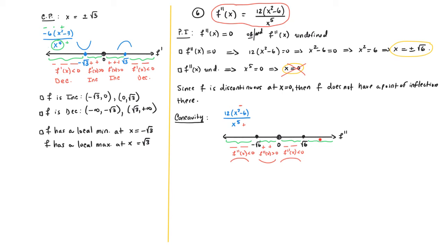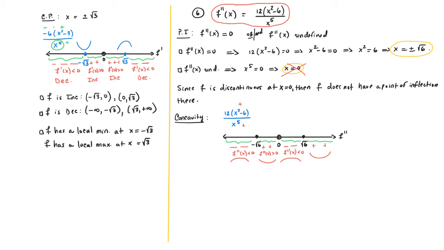Now we're going to go here and choose a number like 3. If we plug in, erasing this again, if we plug in 3 on top and 3 below, we are going to have 3 squared, which is 9, minus 6. That's going to be positive. That's going to be a positive. A positive over a positive is positive. So my graph is going to be concave up in that interval.